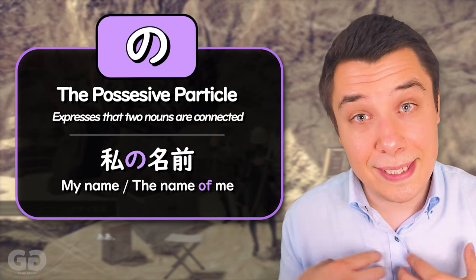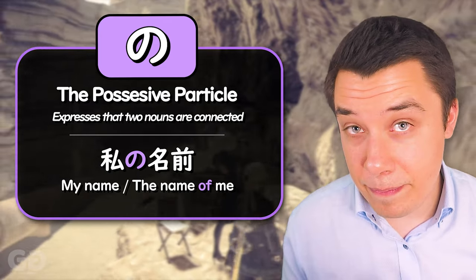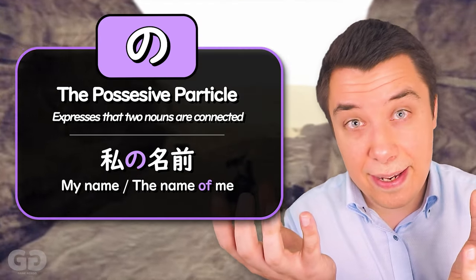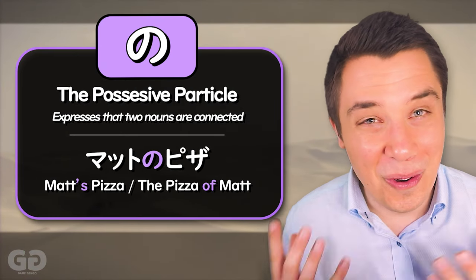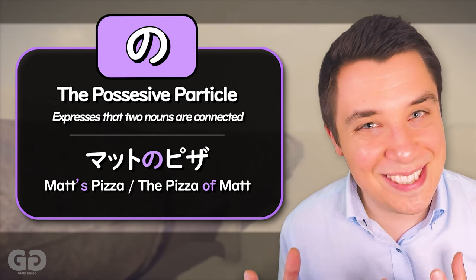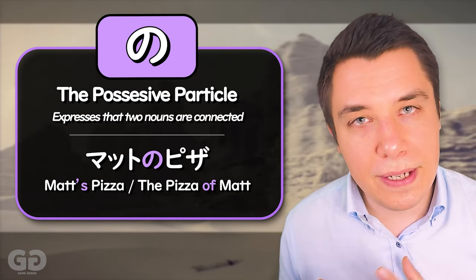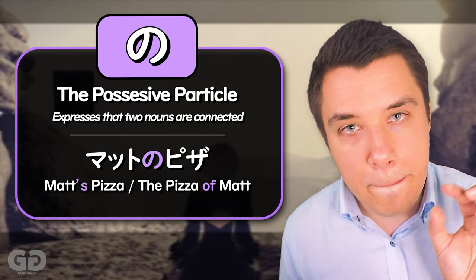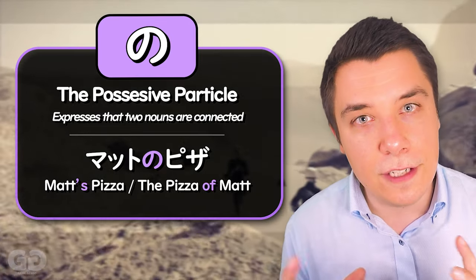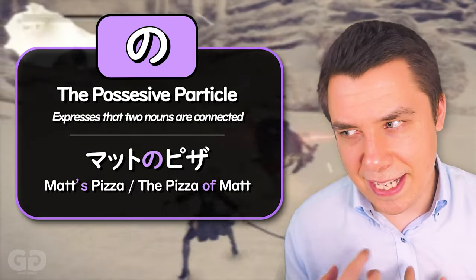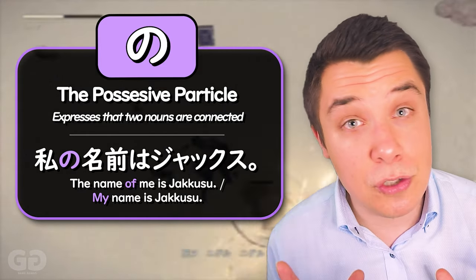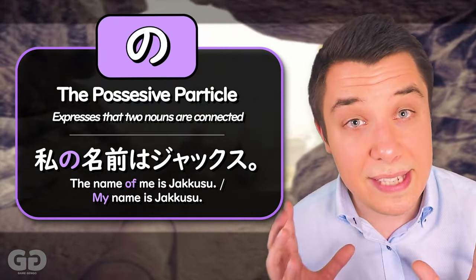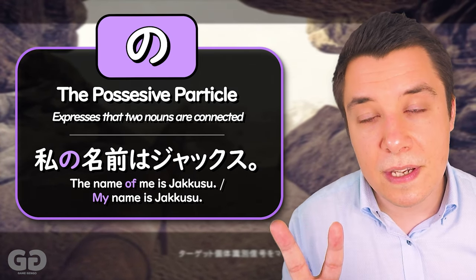For example, 私の名前. My name. So, 私, I, 名前, name, my name, right? It's turning these two nouns, I and name, and it's making it into one, my name. Or, for example, Matto no pizza, Matt's pizza. So, it's called the possessive particle because, as you can see, even in these examples I just gave you, in English, we would add this 's, right? Matt's pizza, my name. You can see this feeling of possession, right? It's the name that I possess. It's the pizza that I possess. It's my pizza. And that's true for a lot of the situations, and so it's a really nice way of thinking about it, that it's the possessive particle. But just know that what it's actually doing fundamentally is it's turning two nouns into one.